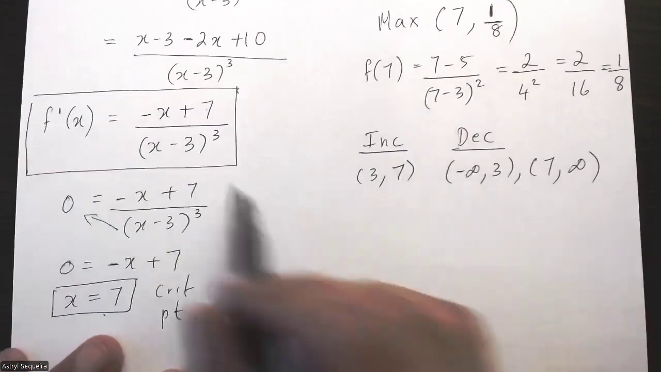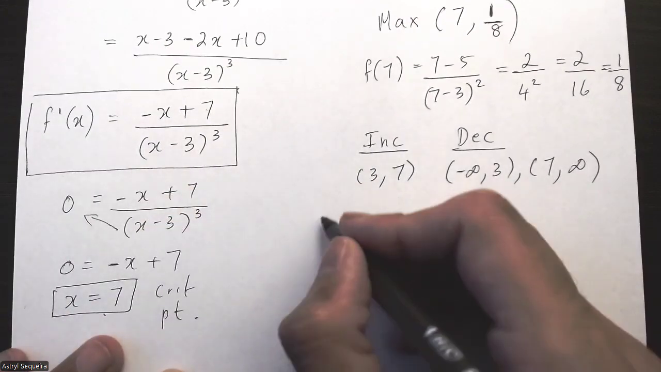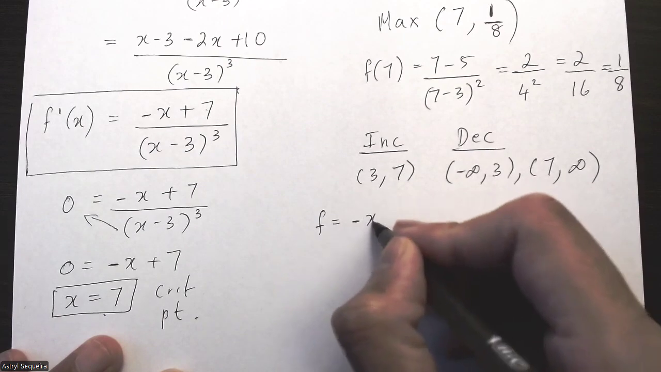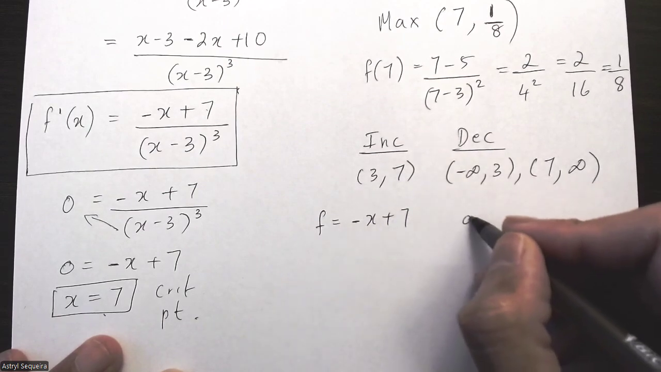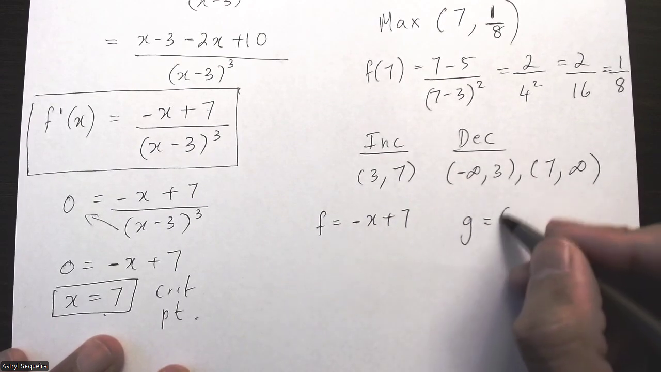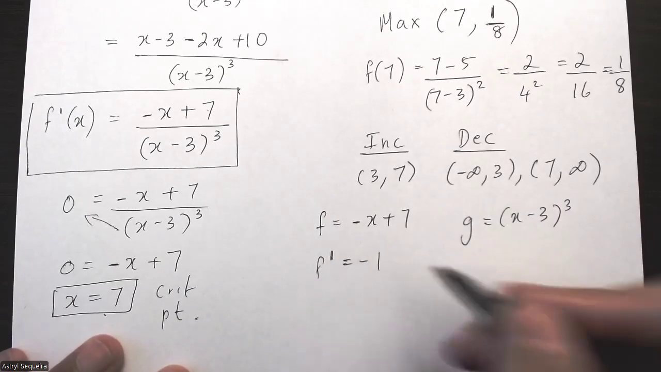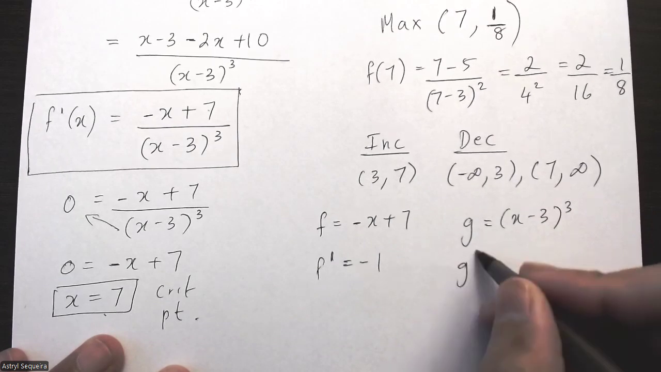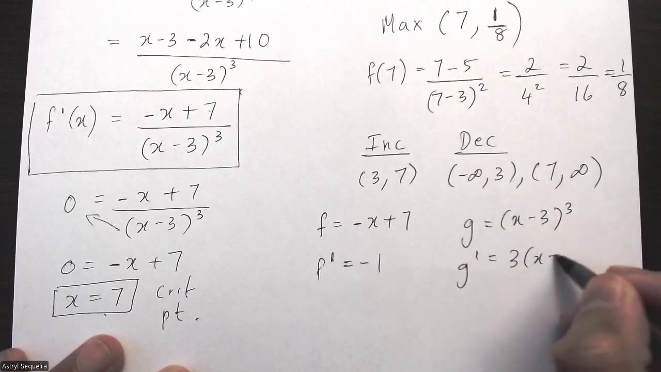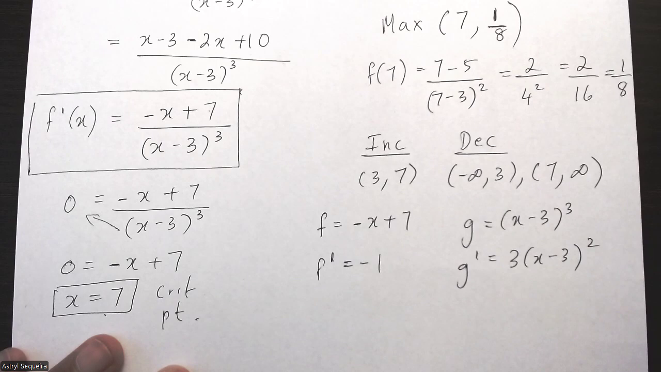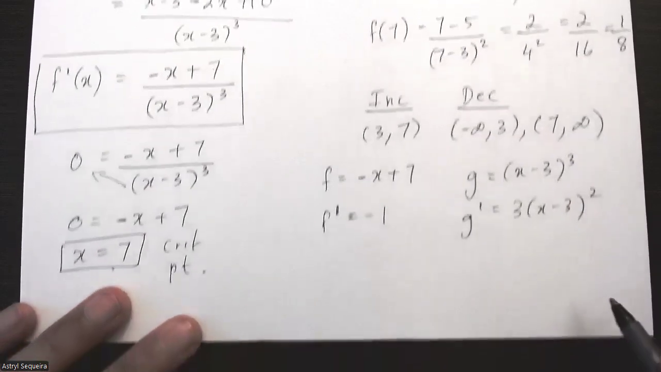So let's do our second derivative now. Again, I'm going to use the quotient rule over here. So f equals negative x plus 7. g equals x minus 3 cubed. f prime equals negative 1. g prime equals 3 times x minus 3 squared times 1 with the chain rule. So we don't need that.